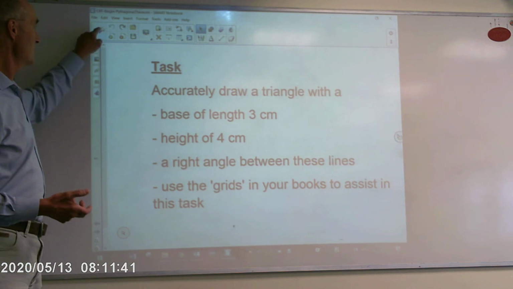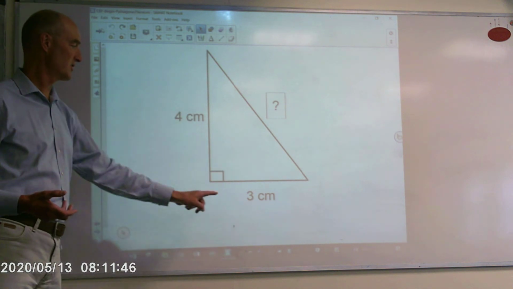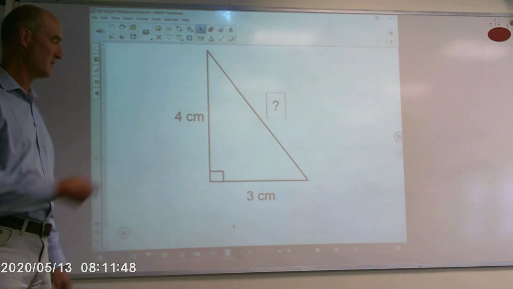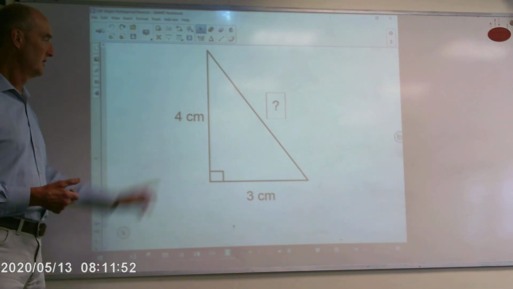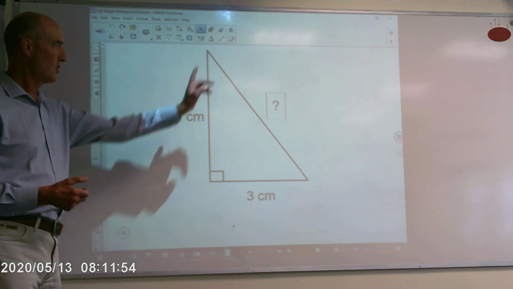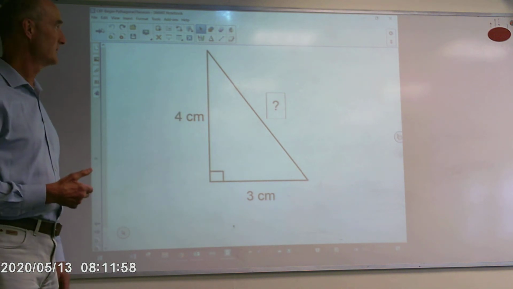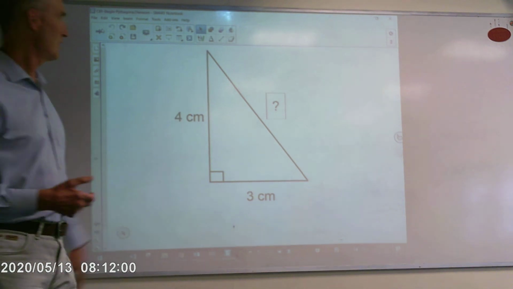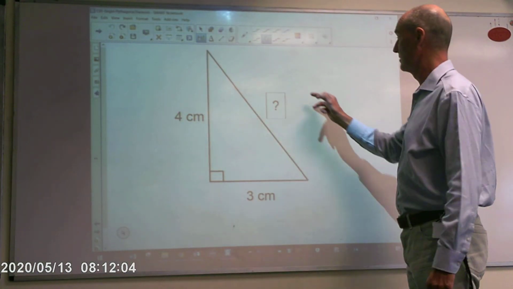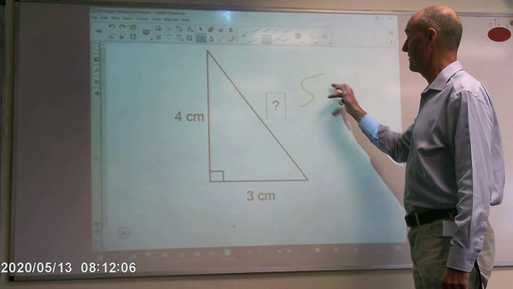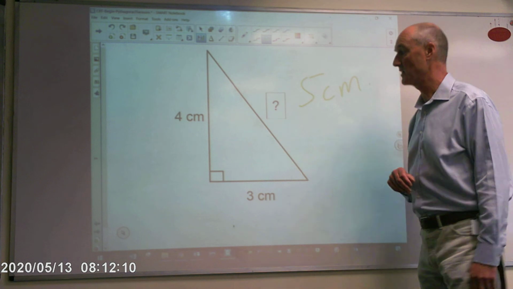So that should mean you have something looking like that. 4 centimetres, 3 centimetres, right angle between them. Don't forget that little box in the corner means a right angle, 90 degrees. 4 centimetres, 3 centimetres. What is your new side? If you've drawn that accurately, that new side, your third side, should come out as 5 centimetres. Okay?